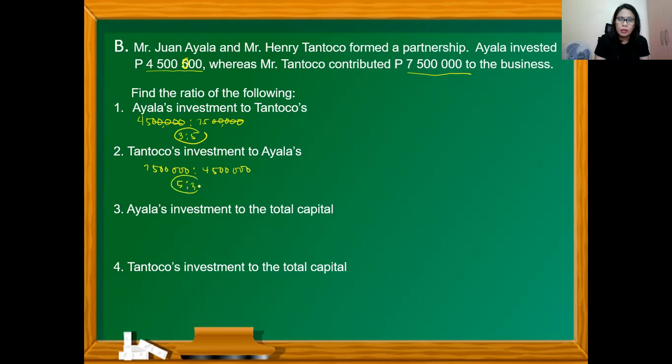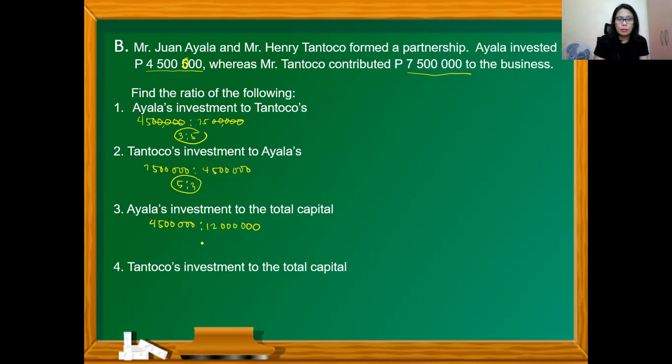Now, take note that when we say 3 is to 5, it's different from 5 is to 3. They're not commutative. They are not interchangeable. Okay? Now, Ayala's investment to the total capital. So we go back with Ayala's investment, which is 4,500,000 pesos, is to the total. So the total is, I think, 12 million.